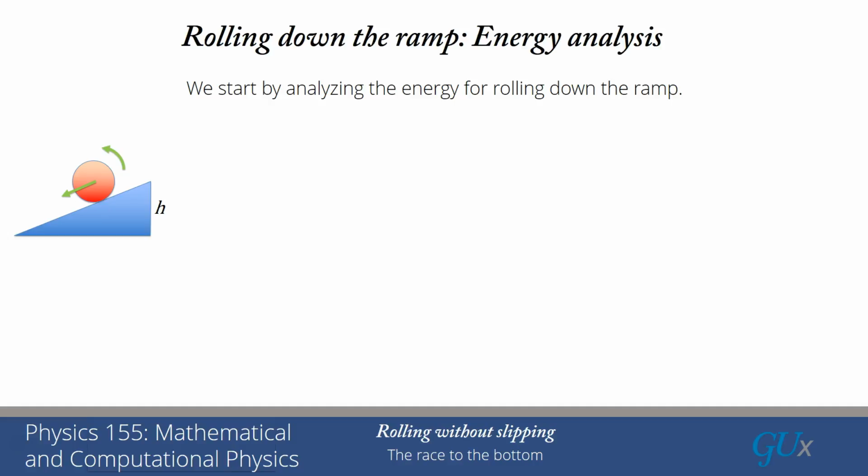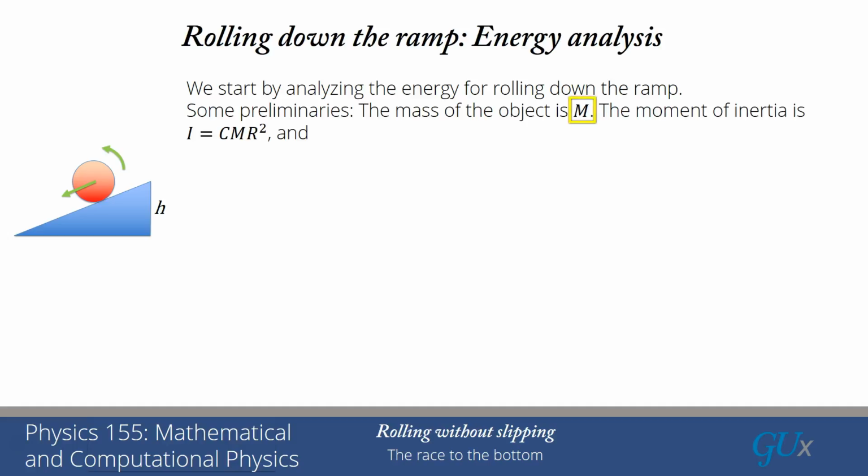And one thing to point out is I haven't actually explicitly told you whether it's the sphere or the hoop or the disk. It turns out all of that information is summarized simply in the moment of inertia. So let's get our notation together. The mass of the object is going to be m. The moment of inertia is going to be I equals c mr squared, where c is a constant, and the radius of the object that's rolling is going to be r.